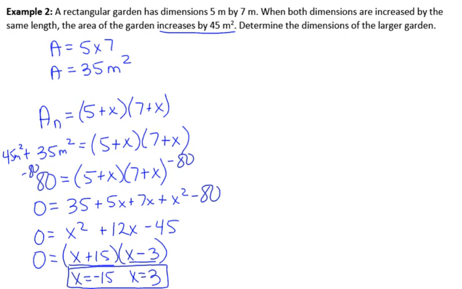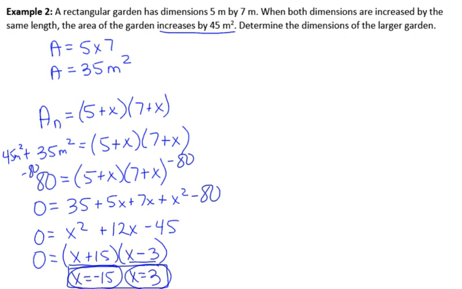I cannot add on a negative 15 meters to make a larger object. I also can't add on negative length as well. If I did, 5 plus negative 15 would leave me with a negative 10 meters, and that's not a thing in measurement. We can't have negative length. So our actual answer is x equals 3.